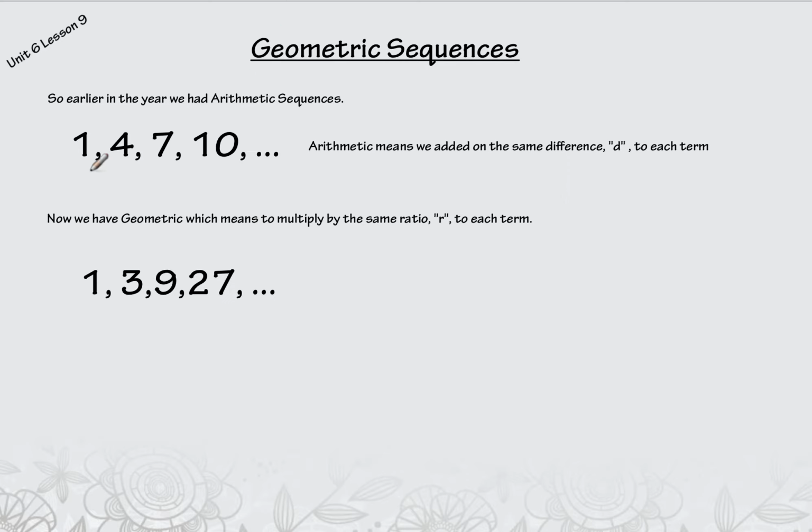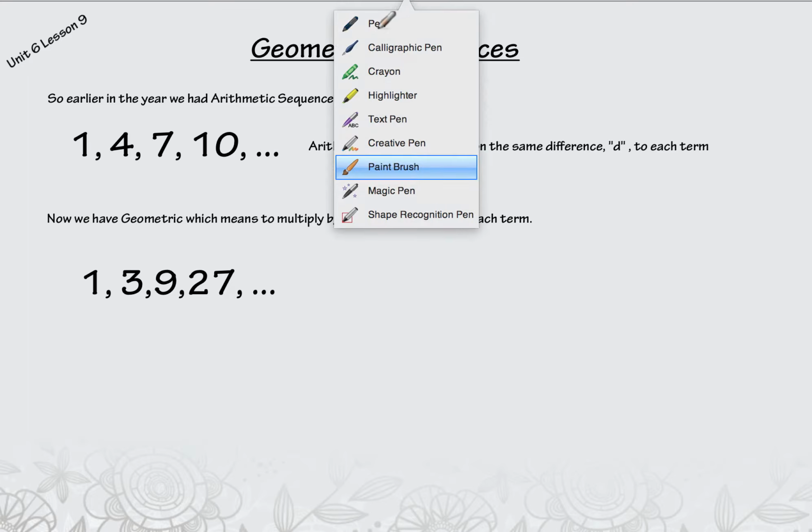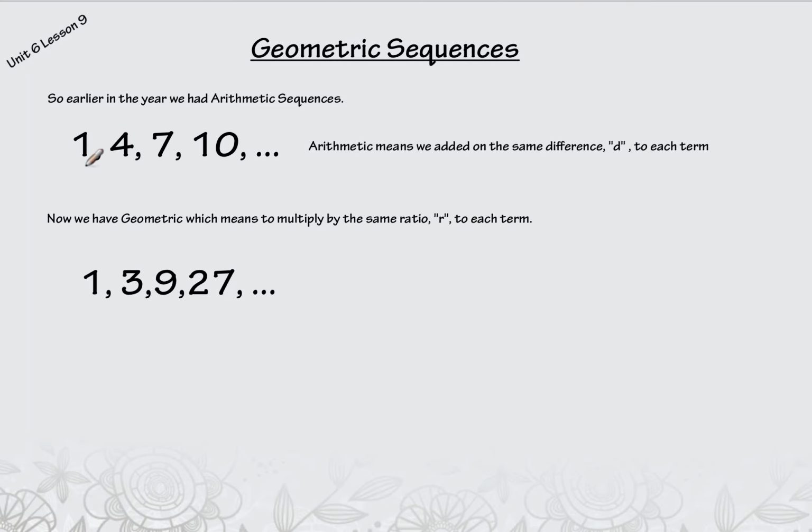Arithmetic means we added on the same difference to each term. So when you looked at that, what you said was, okay, I've got a term. What did I add on to 1 to get to 4? I added on 3. Now to make sure it's an arithmetic sequence, we have to make sure that we add on 3 every single time. So in this case, we would say, yes, it's arithmetic, and the difference between each term is 3.